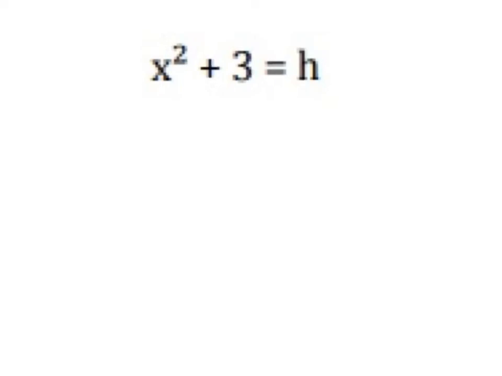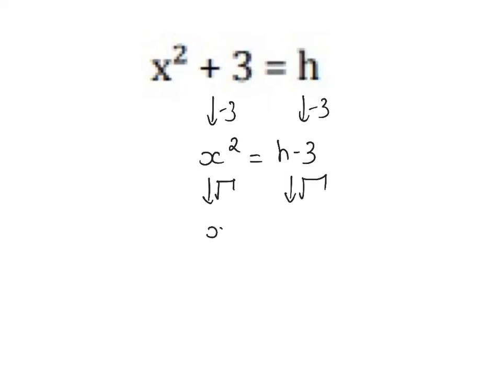So we've got a power here, so we need to know we're going to be rooting if we can see a power on the subject that we want. In this case, we've got x squared. So I would subtract 3 from both sides initially to leave me with x squared is equal to h take away 3. And then I would need to square root both sides of my equation to leave me with x is equal to the square root of h take away 3.